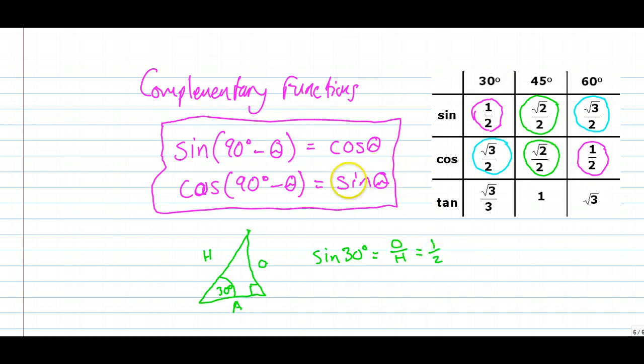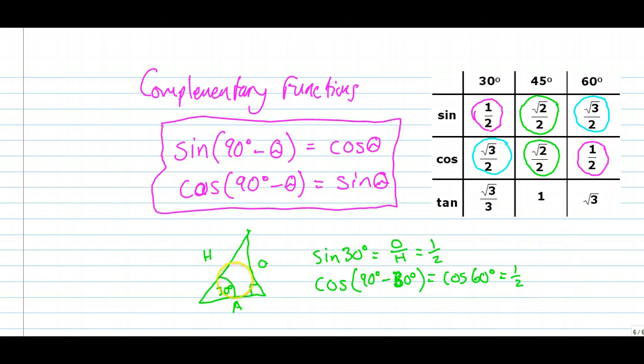Okay, and we find sine theta here in this complementary function. It says cos of 90 degrees minus theta should give us the same result. So let's test that out. Let's do cos 90 degrees minus 30 degrees. That was what theta was. And that's going to equal cos of 90 minus 30, which is 60. So cos of 60 degrees. And if we look at our table, we see that cos of 60 degrees is half. Okay, so the table's saying that they're the same.